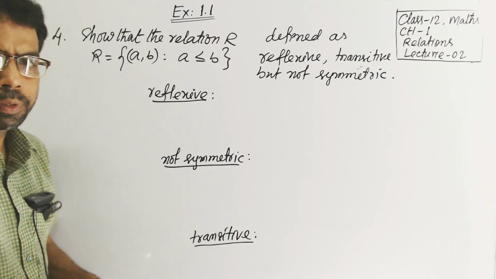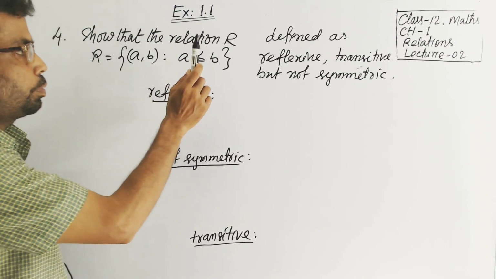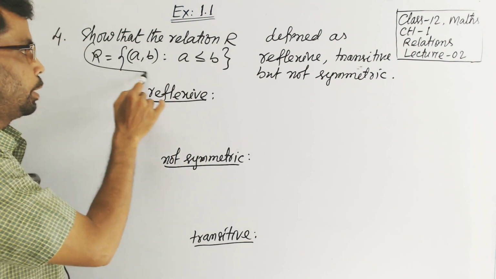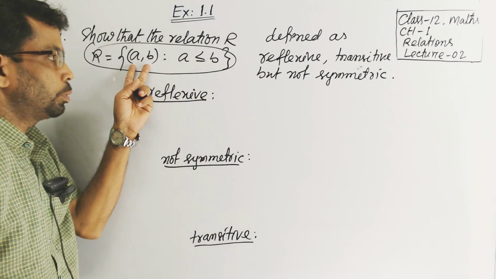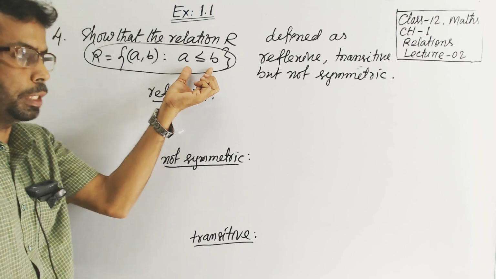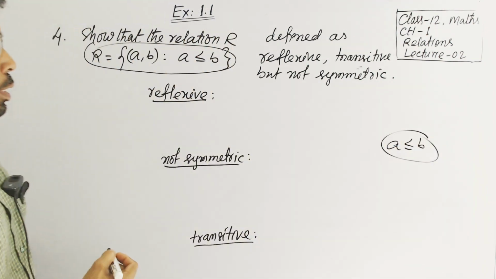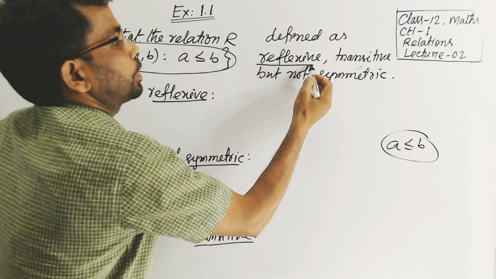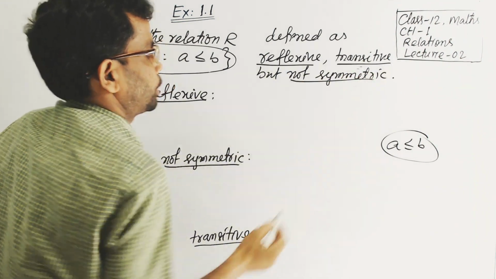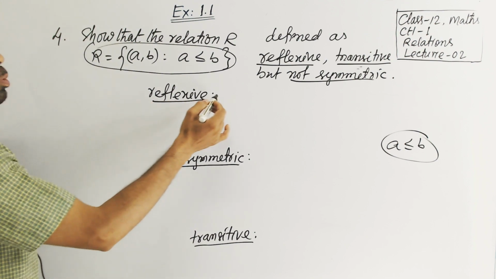The next question is: in the set of real numbers, the relation is made by all the ordered pairs (a, b) in which a and b are connected by the condition a less than or equal to b. This is the condition which makes the relation, and we have to show that it is reflexive and transitive but not symmetric. For reflexive, we know we have to take one letter.